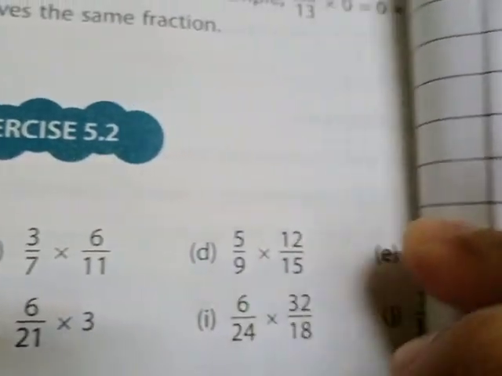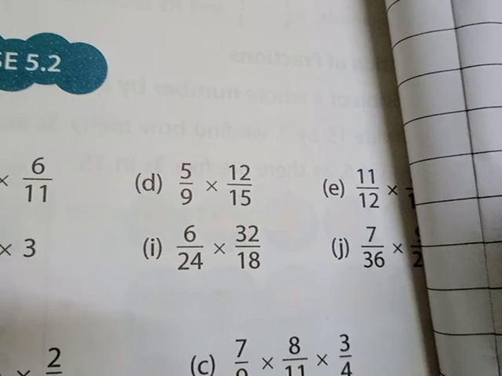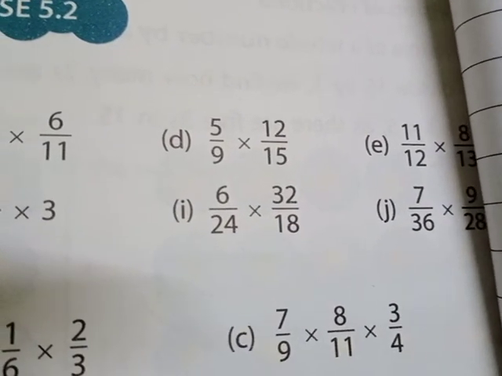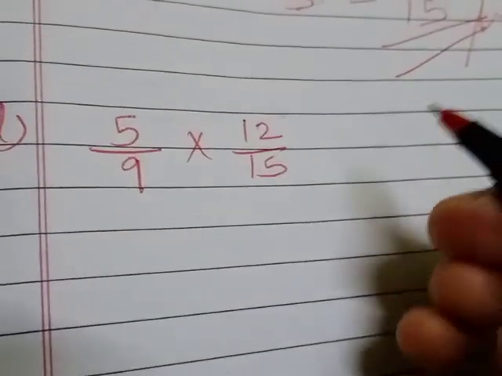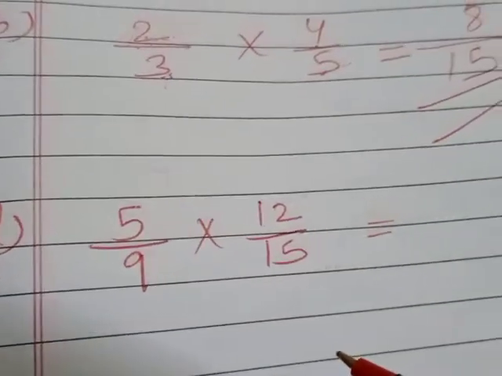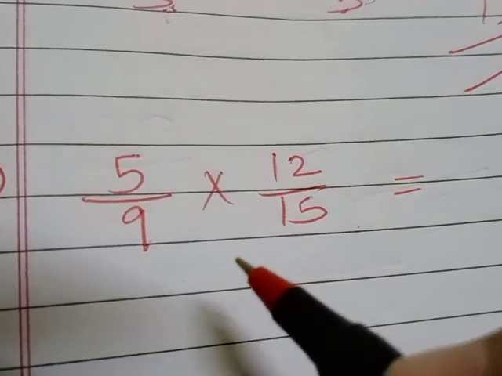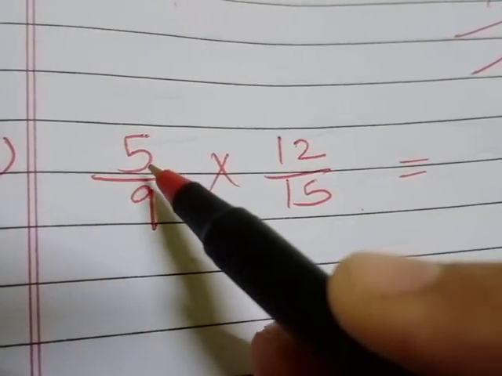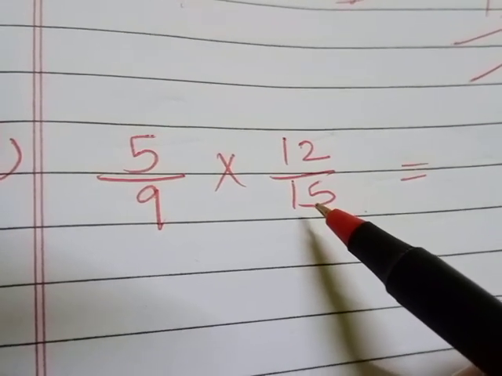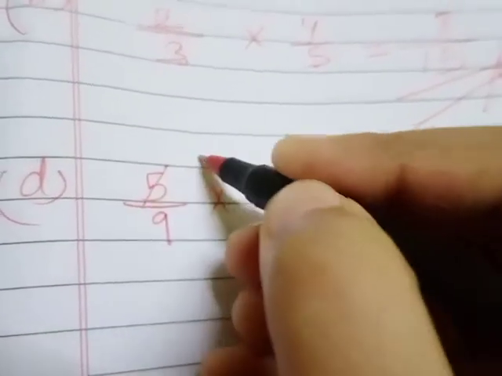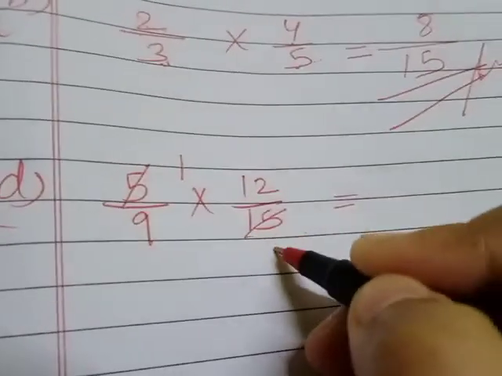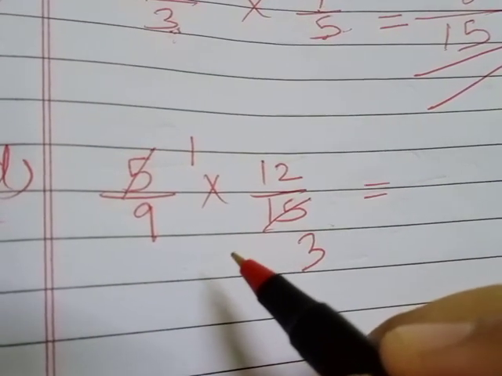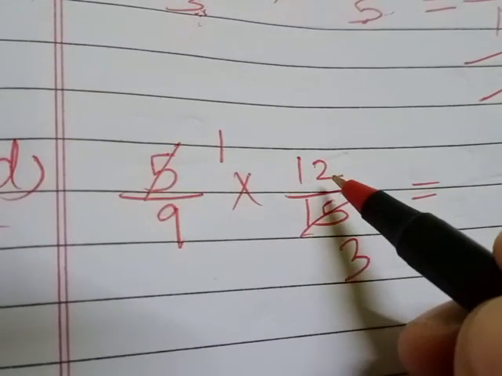Got it? Then moving ahead with question number D, I'll solve it for you. 5 upon 9 into 12 upon 15. Here is the question. We have to check whether the numbers are divisible or not. First we will see 5 and 9 not divisible, but 5 and 15 are divisible in the table of 5. So 5 1s are 5 and 5 3s are 15. Both should be divisible in the same table. This is very important.